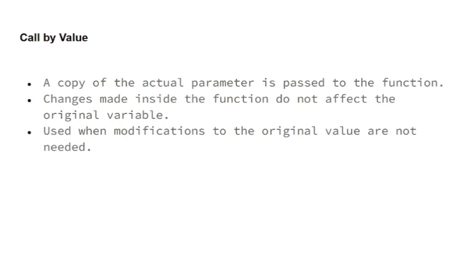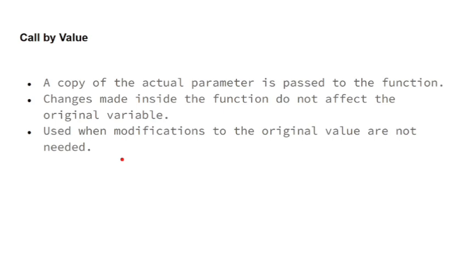Call by value: when you pass a variable to a function using call by value, a copy of the variable is created. This means any change made inside the function does not affect the original variable outside the function. This is known as call by value. As you can see, the change that happens inside the function will not affect the original variable that is outside the function.